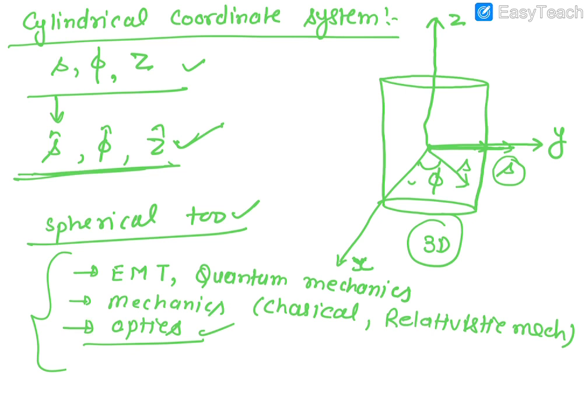So first, the cylindrical coordinate system. In the linear system, x, y, z are the coordinates, right? So what are the coordinates in the cylindrical coordinate system? The first coordinate is s, which is along the radius of the cylinder. The second one is phi. Phi is basically the angle between s, that means the radius of the cylinder, and the x coordinate in the linear system. Then z, which is basically height. The unit vectors along those directions are s cap, phi cap, and z cap. So this is basically the cylindrical coordinate system.